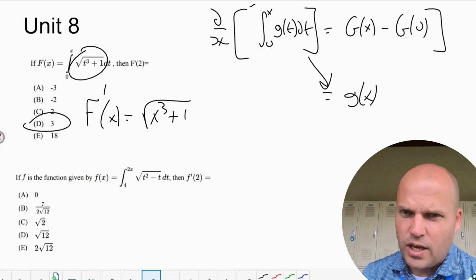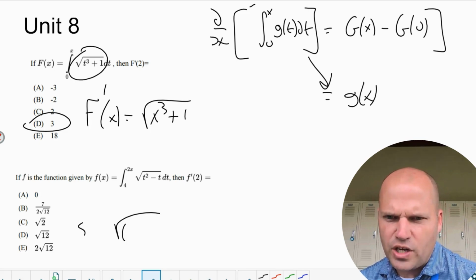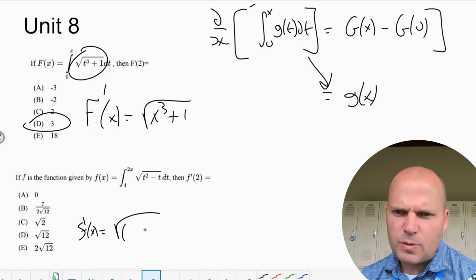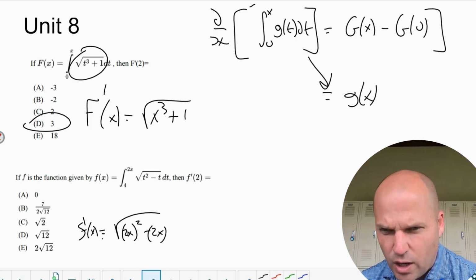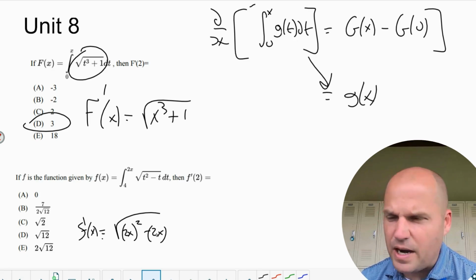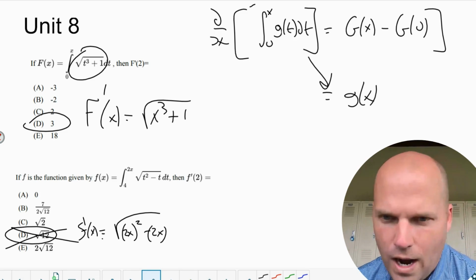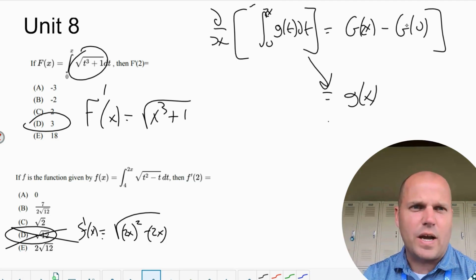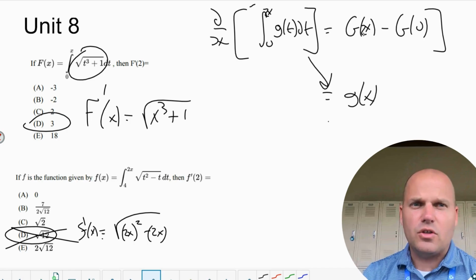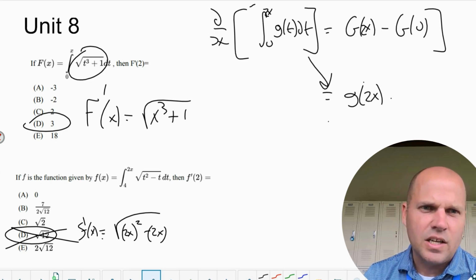Now we come to this one, and a lot of people are like, oh, cool. So my function, f prime, is probably just this with 2x plugged in. And they plug in 2, and they get the square root of 16 minus 4, which is the square root of 12, and they circle the square root of 12, and they're wrong. Why? Well, you got to remember, what happens if this was 2x? Well, that would be big G of 2x minus big G of 0. The derivative of big G of 2x is not regular G of 2x. It's regular G of 2x times 2.